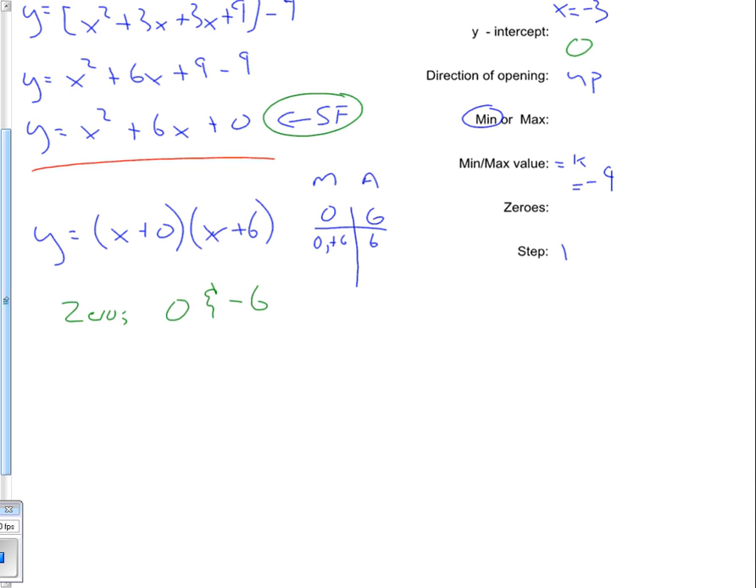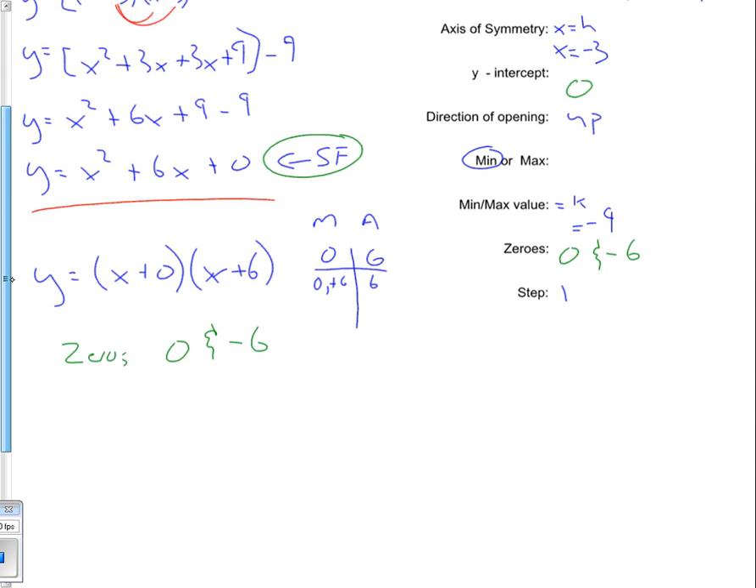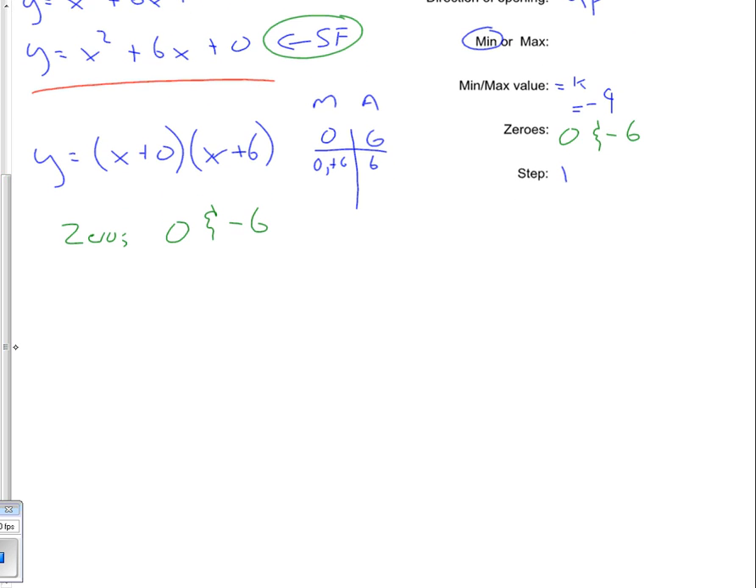So my zeros will be at 0 and -6. Now I've determined what those are going to be, and if I want to quickly verify my axis of symmetry, I could do that off to the side. I know that my axis of symmetry is going to be 0 plus -6, all divided by 2. That's going to get me -6 divided by 2, which gives me -3. So when x is equal to -3, that's when I've got my vertex.